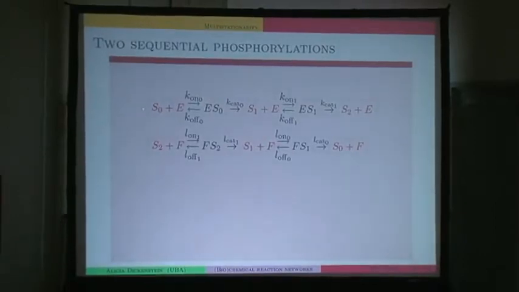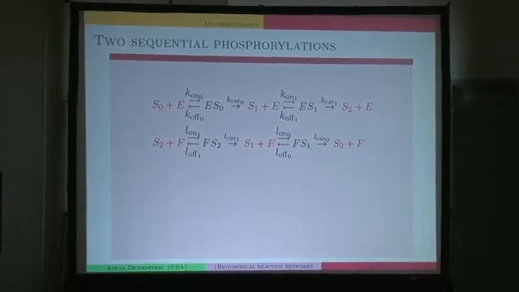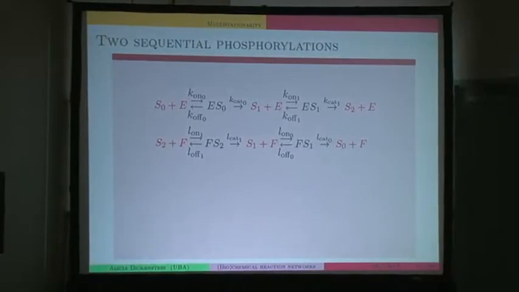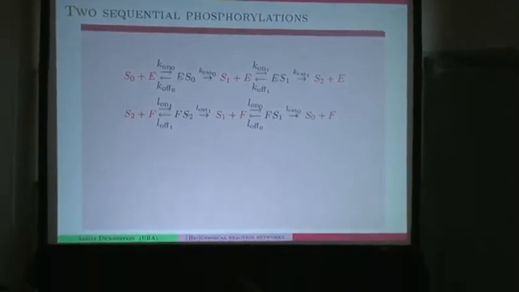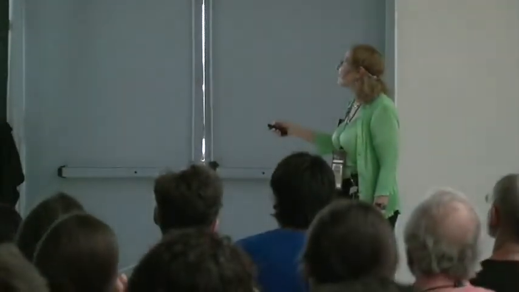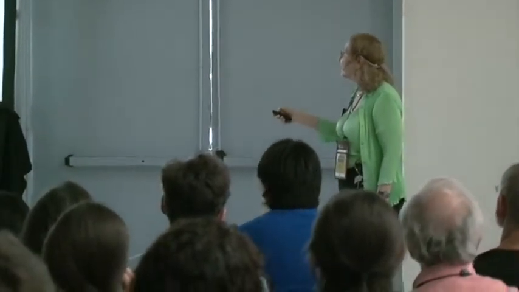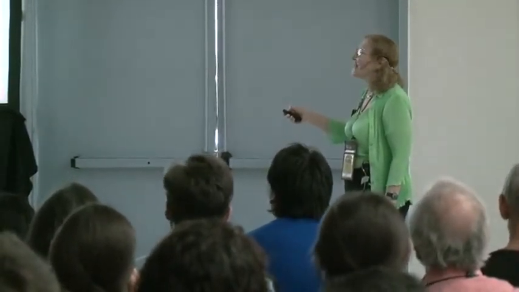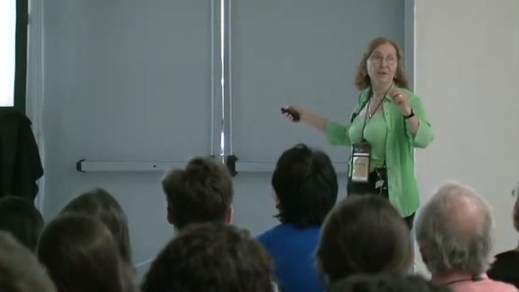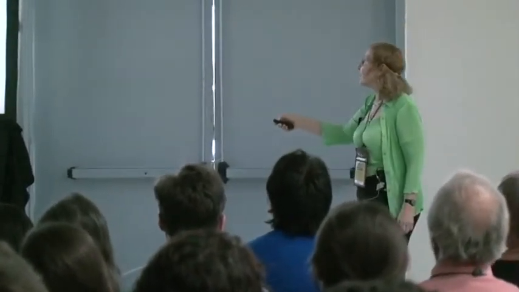So this is the network corresponding to 2 sequential phosphorylations. Let me try to read it for you. There are 2 enzymes. E is called a kinase, and F is called a phosphatase. The phosphatase takes away the phosphate, and E puts it. So we start with our substrate. This reaction is the same as I had before, but then E acts again. There is an intermediate complex, and we get S2. So this is a doubly phosphorylated substrate. It has 2 phosphates. And then F takes this away and away.